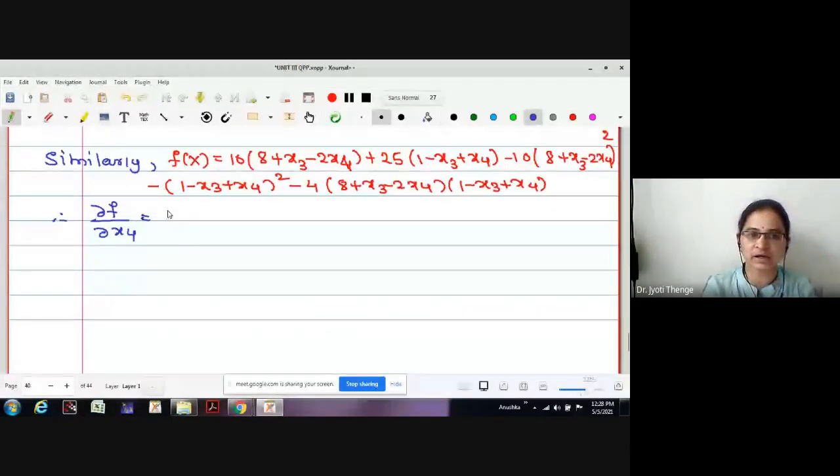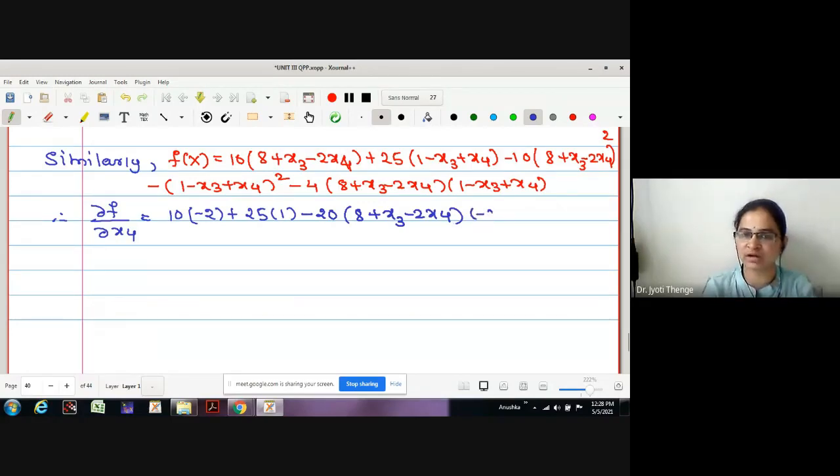First bracket gives me 10 into minus 2, plus the second bracket gives me 25 into 1. Right? Third bracket derivative is 2 times it, therefore shall I write minus 28 plus x3 minus 2x4 into the derivative, which is minus 2. Correct? Derivative of this bracket. Then the derivative of this square bracket is 2 times 1 minus x3 plus x4 into the derivative of x4, which is plus 1 again, no change. Minus 1.